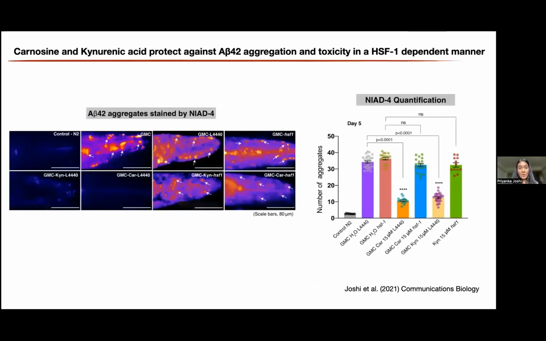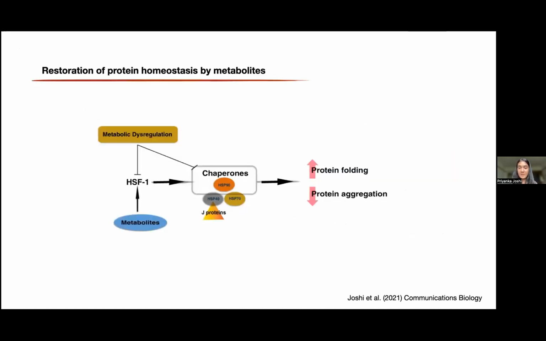What I saw was in the worm head, they also reduce the aggregates. So here, the orange aggregates that you can see are stained by NIAD-4, which is a dye that preferentially binds to the beta sheet of the amyloid. And here you can see that after you give carnosine and kynurenic acid, which is on the lower left-hand two panels, it basically rescues and removes these aggregates. And so we were able to see that carnosine and kynurenic acid reduce the A-beta aggregates.